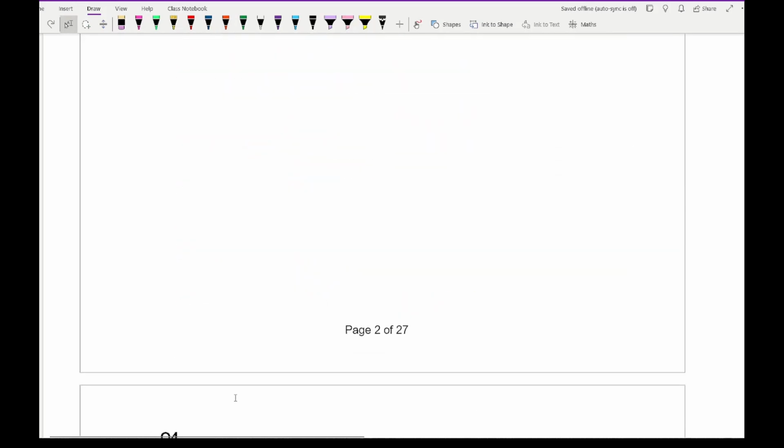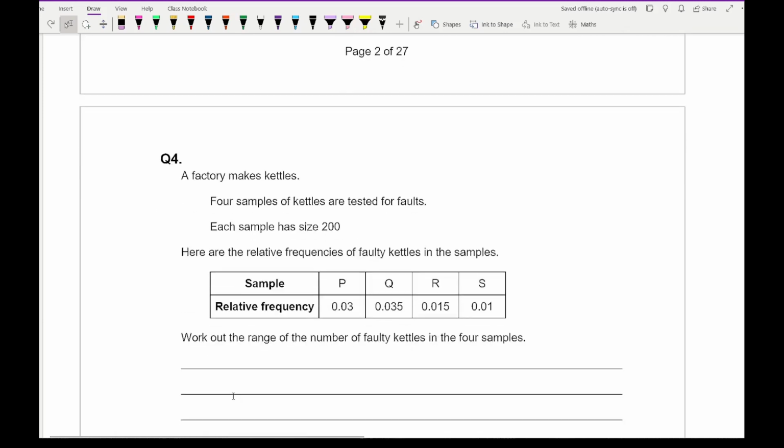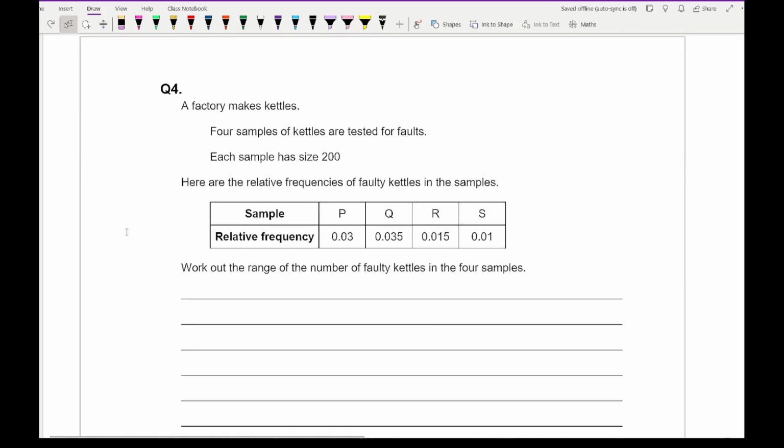Then moving on to question 4, it says that a factory makes kettles. 4 samples of kettles are tested for faults. Each sample has a size of 200. Here are the relative frequencies of faulty kettles in the sample. And the question is asking us to work out the range of the number of faulty kettles in the 4 samples. So here in terms of sample P, what I need to do is multiply the relative frequency by the sample size. So for P it's going to be 200 times 0.03, which gives me an answer of 6.